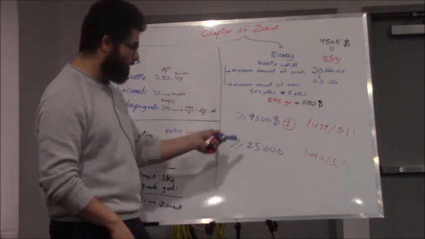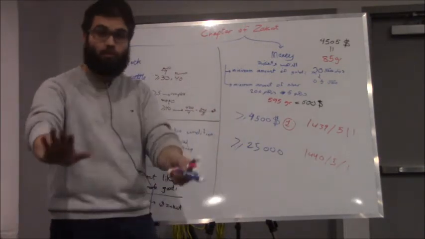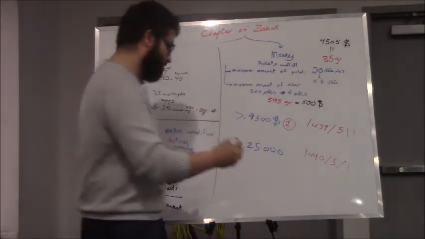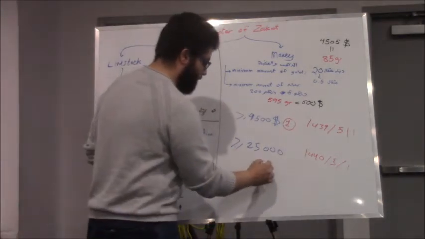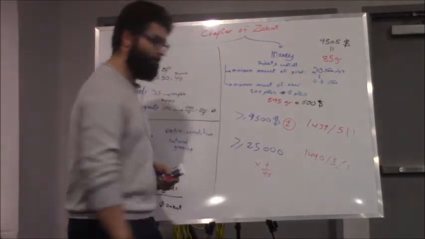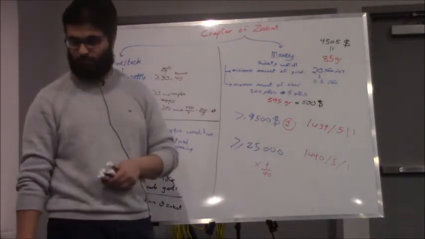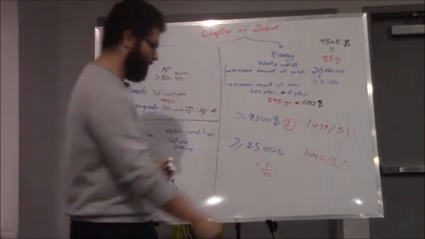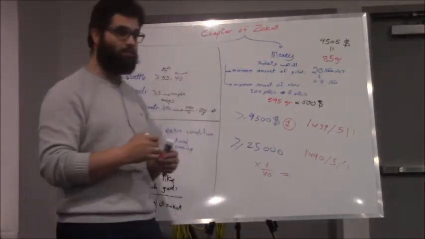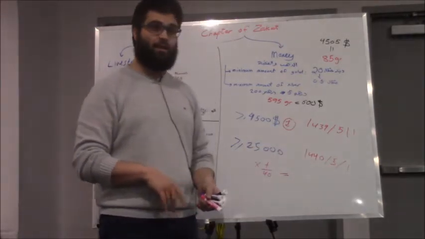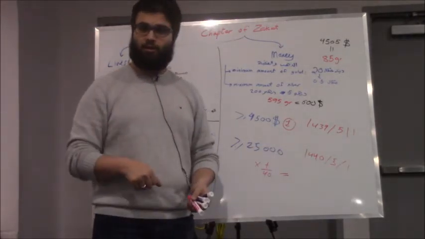A year later, you look at your bank account. You have $25,000. You do the math. You times it by 2.5%. Basically, you divide it by 40. I have no idea what that is divided by 40. Someone do the math and give me the number. And then that's how much you have to pay zakah. Now, this day is the day you paid zakah. It marks the day that you start counting again.